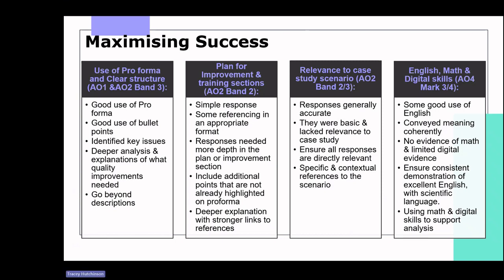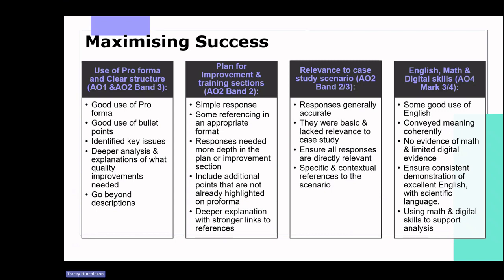Next, for AO2, we have the Plan for Improvement and Training section. In the Plan for Improvement section and the staff training and communication notes, the student provided answers to the proforma headings. Simple responses were given, and they provided some references in an appropriate format, evidencing Band 2 criteria.